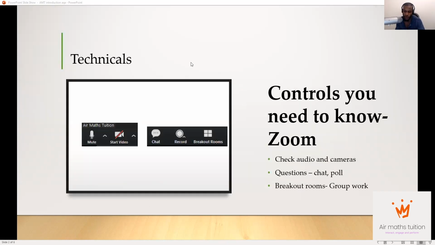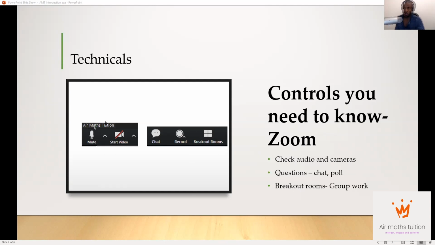Okay, so the technicals. By now you should all be aware that we're using a platform called Zoom. In my opinion, it's 10 times better than Skype in terms of its user experience. By that, I mean the sound quality, the internet bandwidth, and visual quality are far superior to Skype. And you'll see that there are several features and toys that make it a really engaging and interactive experience.